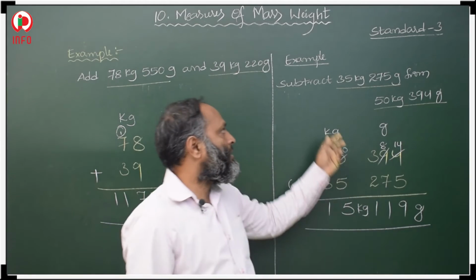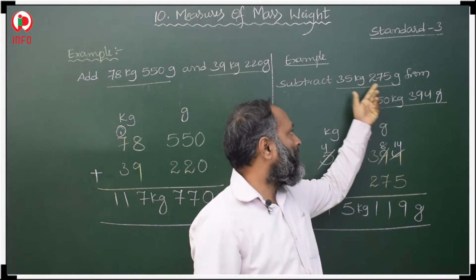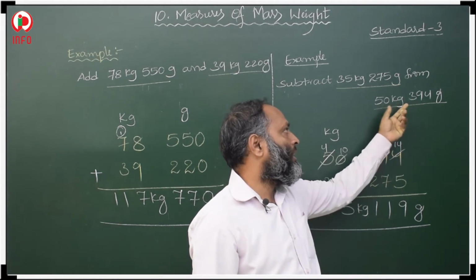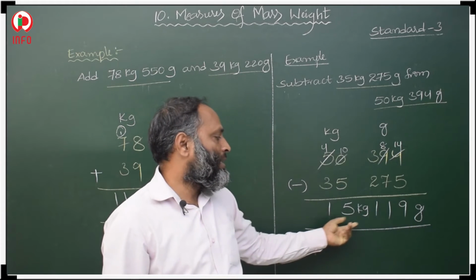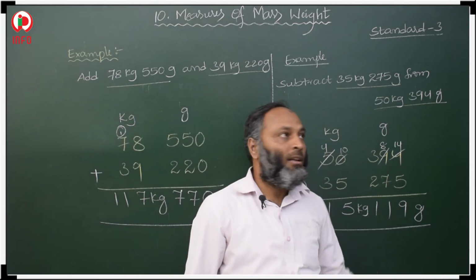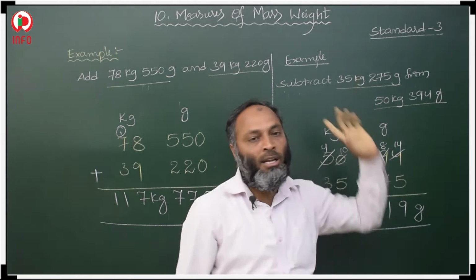If you subtract 35 kgs 275 grams from 50 kgs 394 grams, then 15 kgs 119 grams is the answer. From a number we have to subtract the other number. Okay.